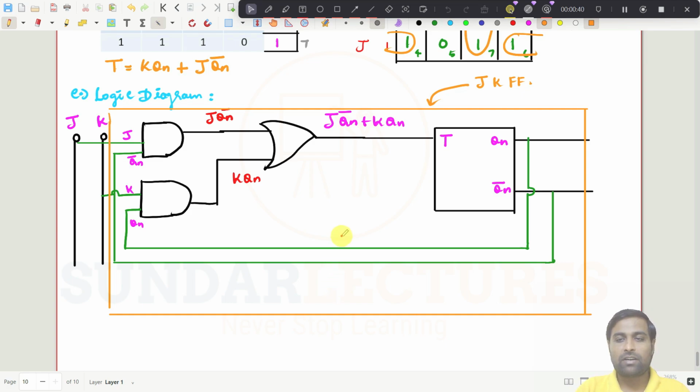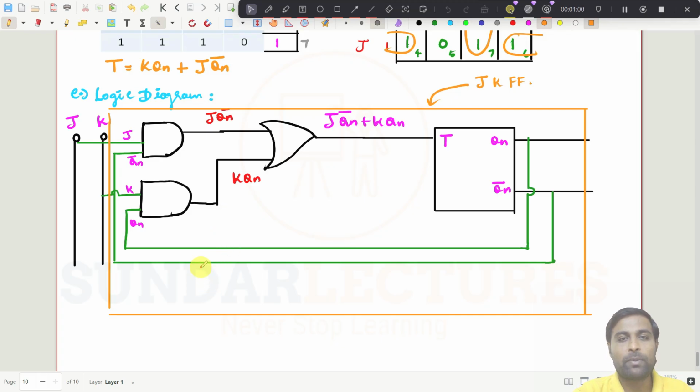So we will wind up today because I need to start a new topic. That means we need to convert a JK flip flop. We have to realize other flip flops using JK flip flop, and we cannot complete it within the time. So we will see that in the next class.